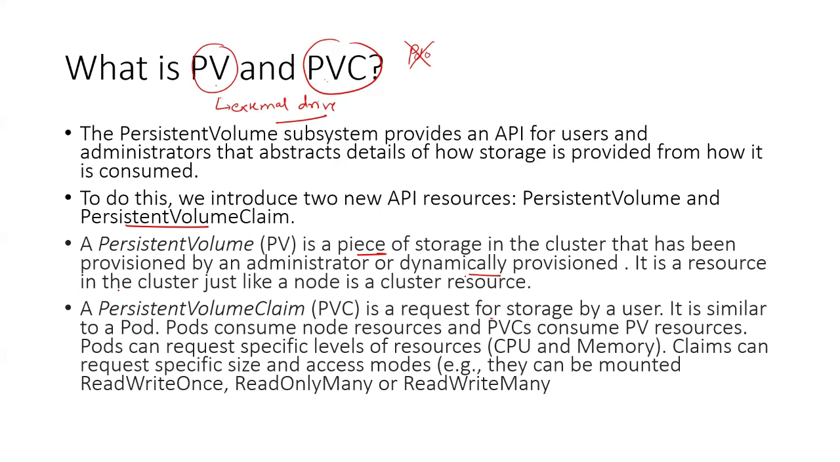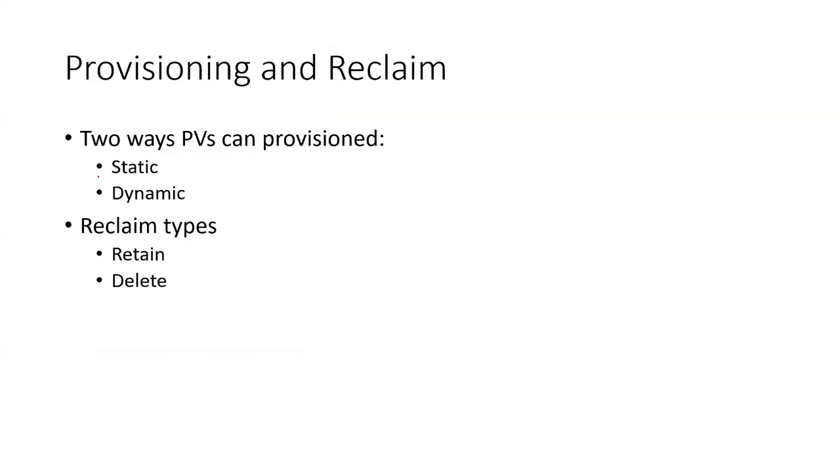PV will provide the space to them. So when a pod runs, it requests CPU and memory from the node. Similarly, PVC will request the storage space, depending on access mode, size and other things. Two types of provisioning work: one is static, one is dynamic. In this session, we will currently understand static.